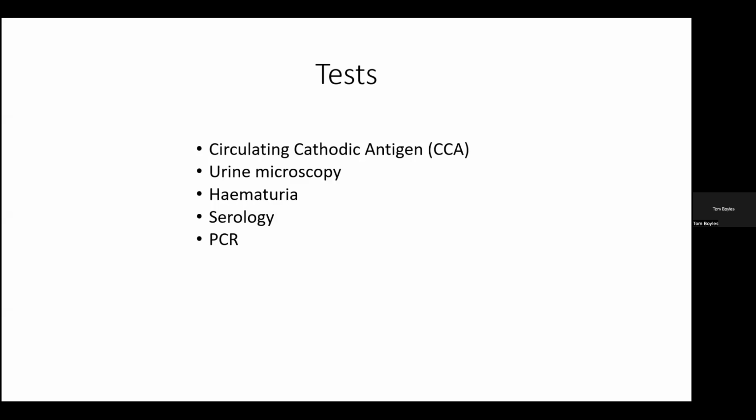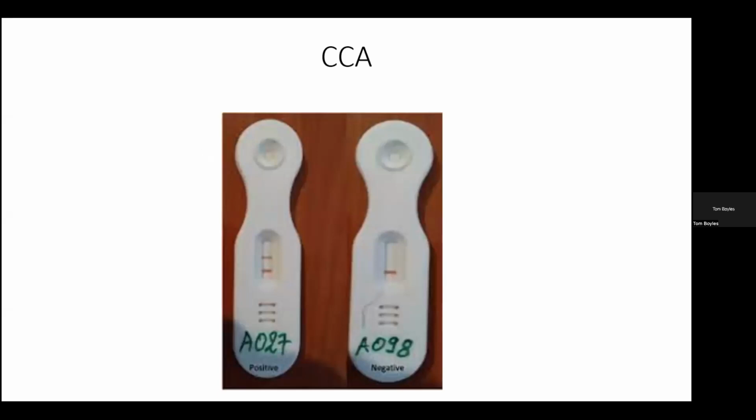So CCA is a pretty attractive looking test in that it's a simple lateral flow test on a sample of urine with a typical control line and test line. So that looks an attractive way to test people for schisto.